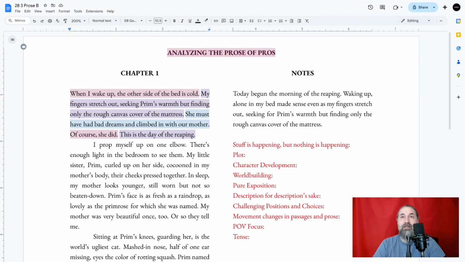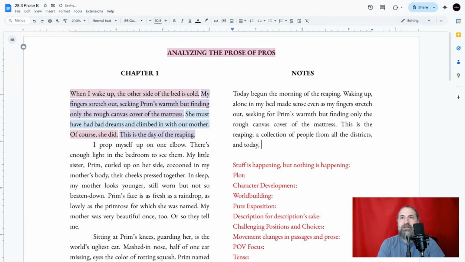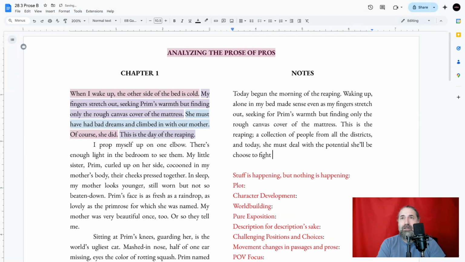What's nice is in some books, you'll get, this is the reaping, a collection of people from all the districts. And today she has to deal with the potential she'll be chosen to fight to the death, right? Like sometimes that can happen. That's when it becomes exposition for exposition's sake, when it's just an exposition dump.